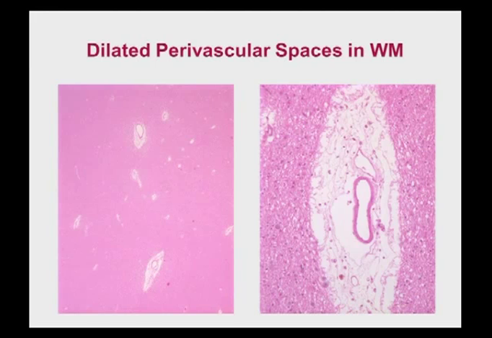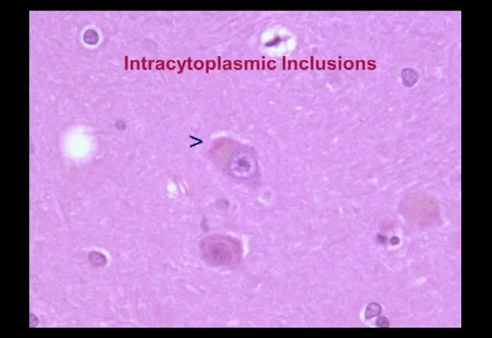So this is an example of the perivascular space dilatation. This is at low power, at higher power. The tissue around it looks entirely normal. So I doubt if this has really any pathophysiological significance. And as I said, it's found in occasional patients, but certainly not a widespread finding.